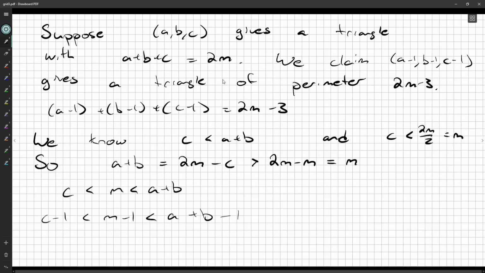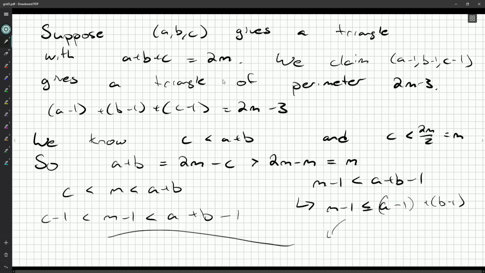And since we've got an inequality here, that implies that M minus 1, if you subtract another 1, since they're all integers, the worst you could do is actually equal. But that's okay. So combining these two facts here, C minus 1 would still be less than M minus 1, which is at least A minus 1 plus B minus 1. Okay, the triangle inequality did work out. So there's the triangle inequality.